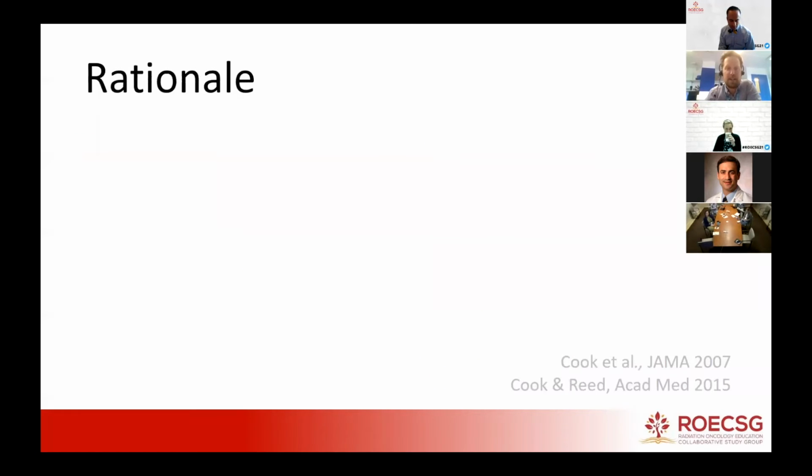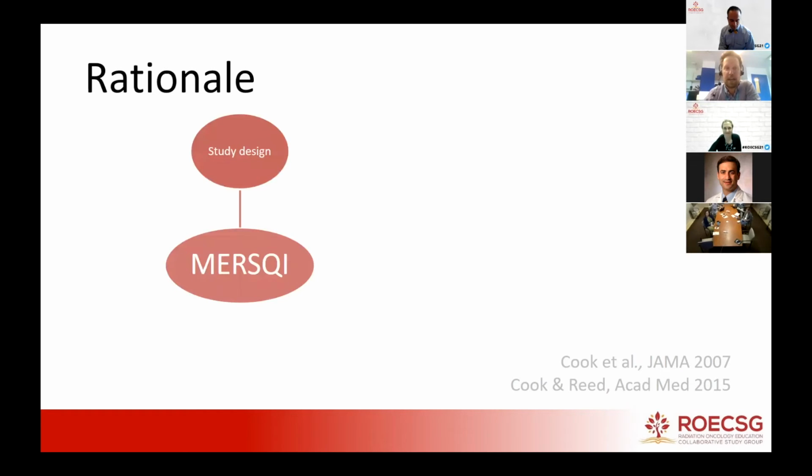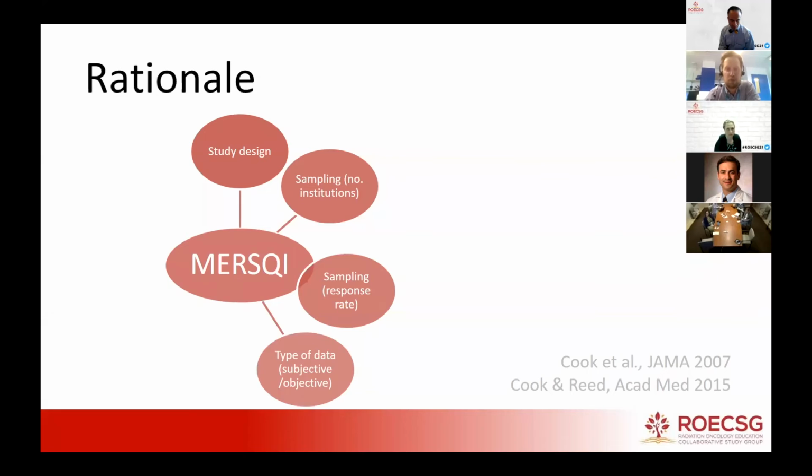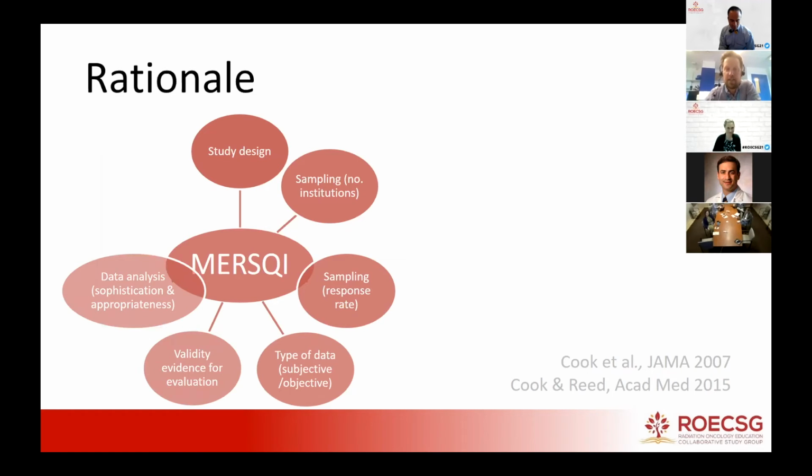So a little bit about why we did that. Well, we wanted to try and make people aware of standards of educational scholarship. And the long-term aim is to heighten standards and help people learn. So just to pick out one thing from the MERSQI, these are the different scoring domains: study design, so case control or randomized; sampling, so was it a single institution or multi-institution, and what was the response rate; then type of data, so was it subjective scale or objective scale; validity evidence for scales; sophistication of data analysis; and then outcome measures, and that's in Kirkpatrick's hierarchy, which you might want to look up if you're not familiar with it.